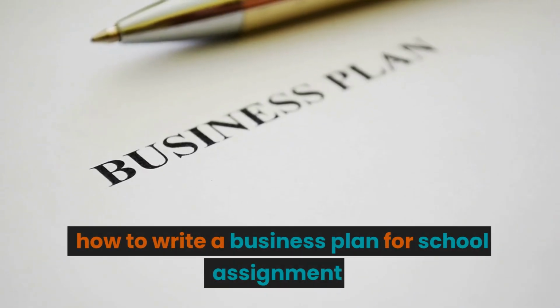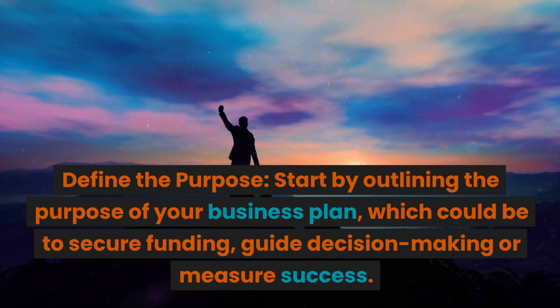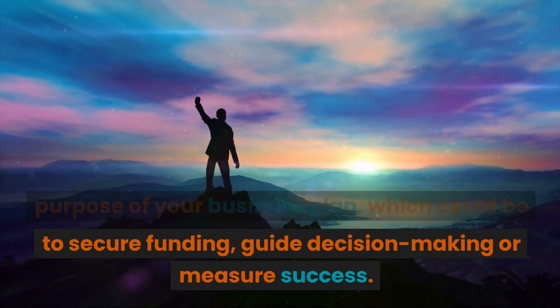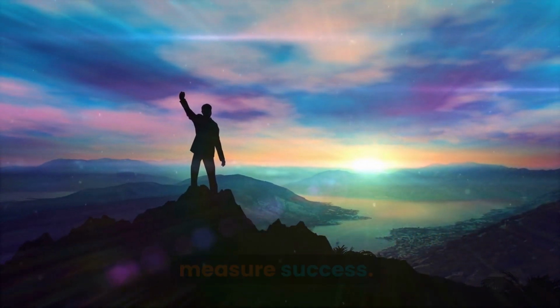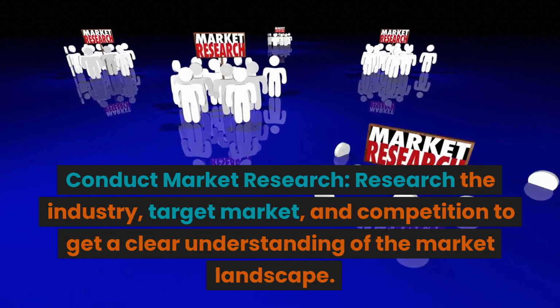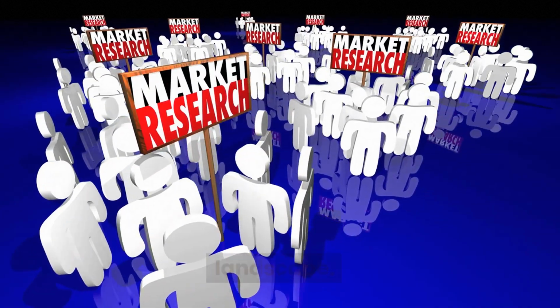How to write a business plan for a school assignment. Define the purpose. Start by outlining the purpose of your business plan, which could be to secure funding, guide decision-making, or measure success. Conduct market research. Research the industry, target market, and competition to get a clear understanding of the market landscape.